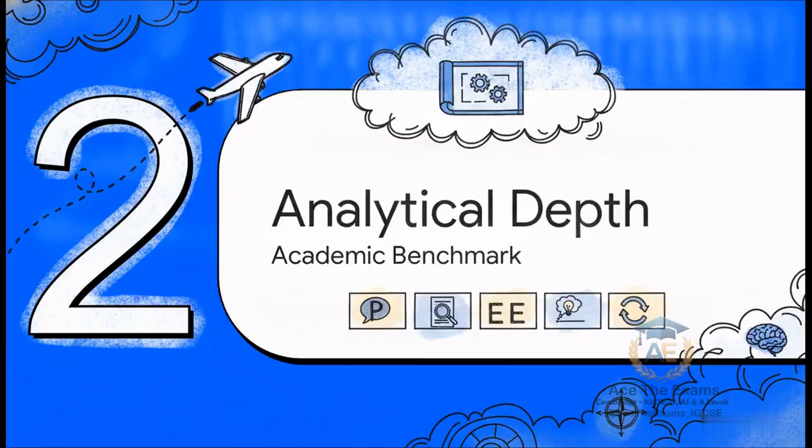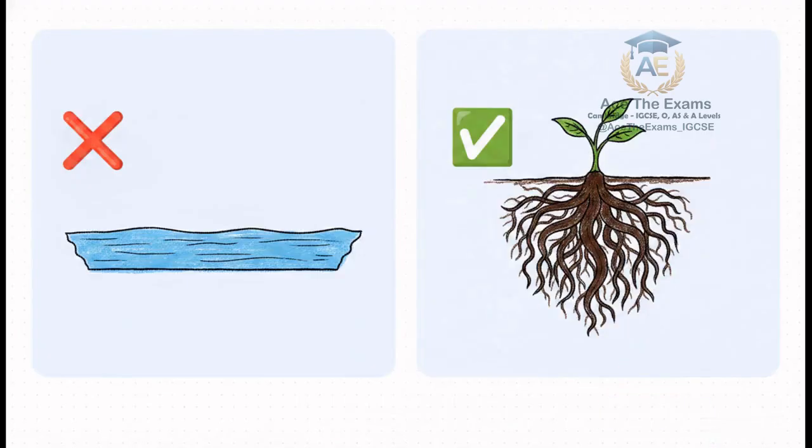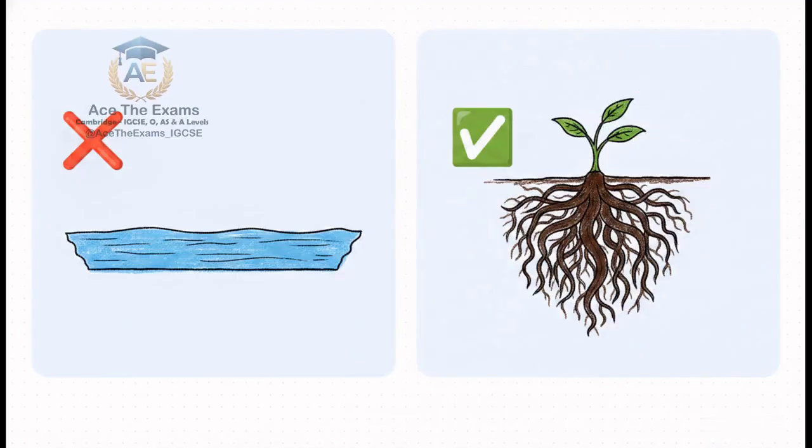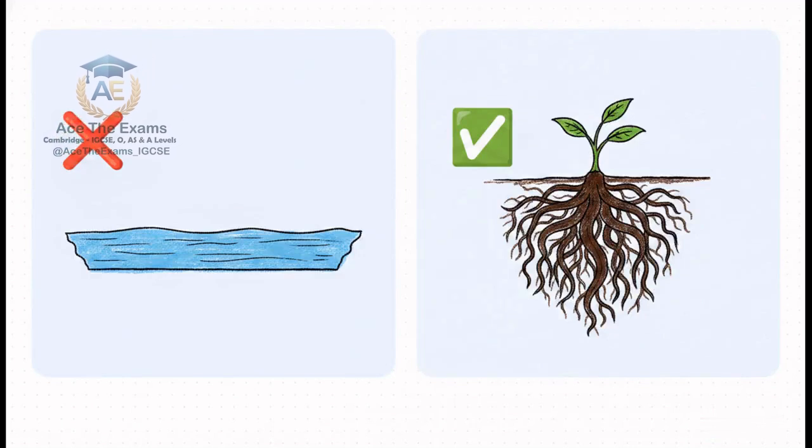This is where we introduce the true academic benchmark. To reach that high academic benchmark, top-tier candidates use something called the PEAL framework. That stands for point, evidence, explanation, link. It is the exact step-by-step blueprint used to structure every single high-scoring extended answer in Cambridge computer science.